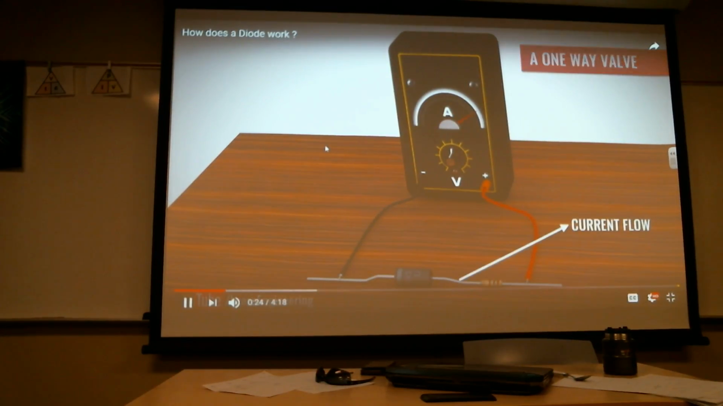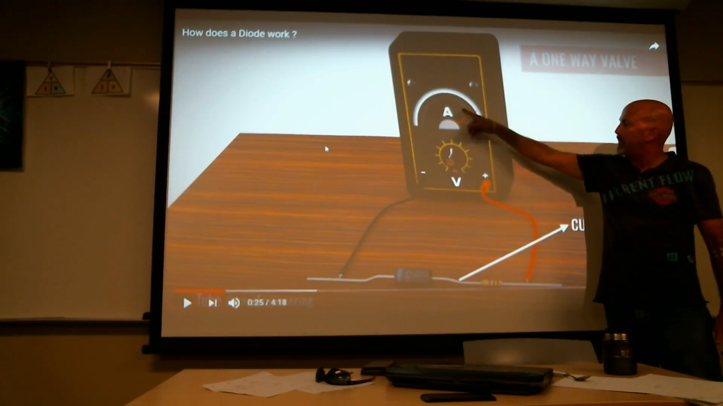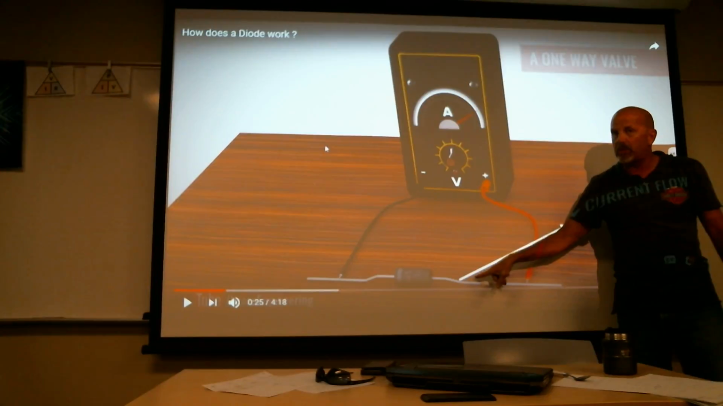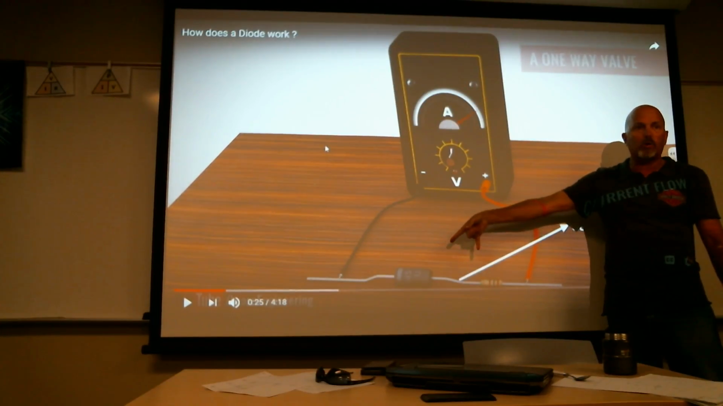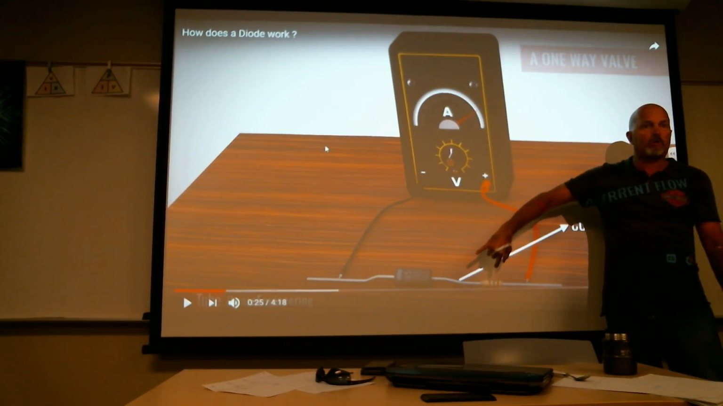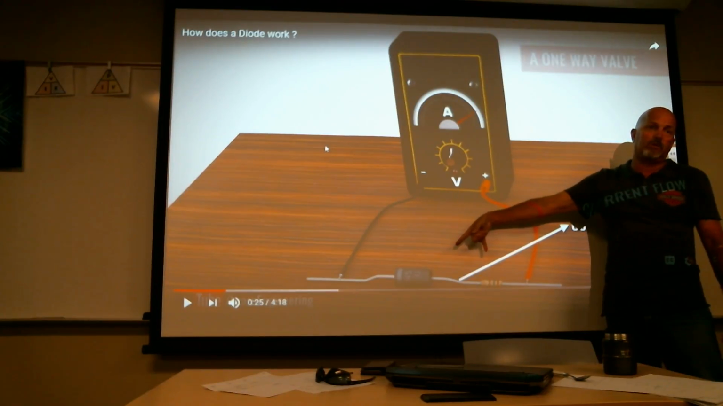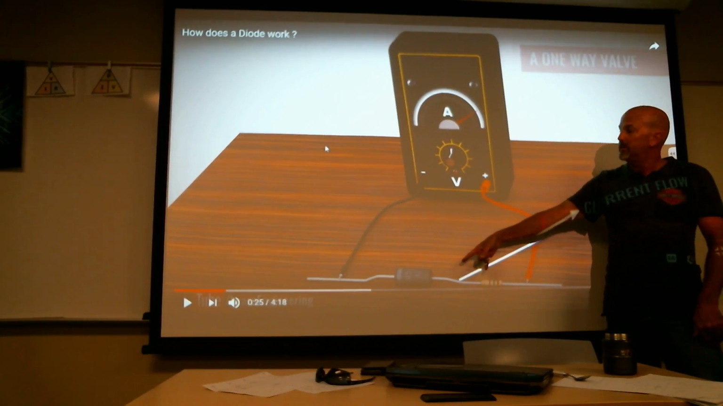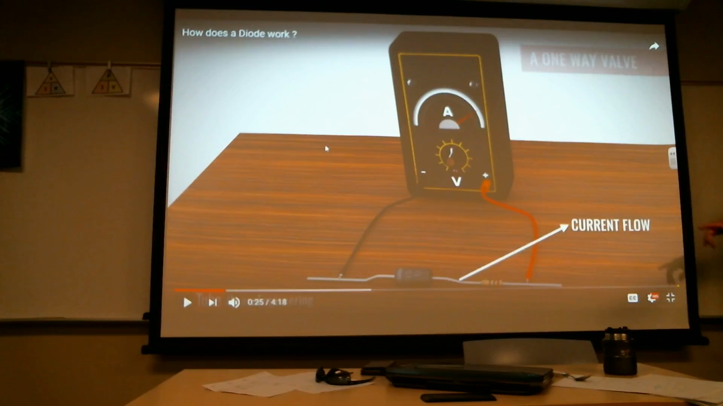Let's take a look at the internal classes. So they've got an ammeter. It says amps, but it would actually be ohms. You could put an ohm meter across a diode and flip it, and you'll get continuity in one direction. You won't get continuity in the other direction. They have amps, but it should be an ohm sign up there.